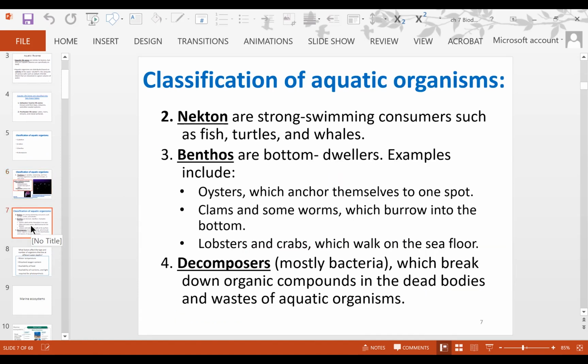Then we have nekton. Those are strong swimming consumers, such as fish, turtles, and whales. Benthos are bottom dwellers, for example, oysters, which anchor themselves to one spot. And then clams, some worms, and those are organisms that burrow into the bottom of the sea floor. Then we have lobsters and crabs which walk on the seafloor. And then we have decomposers, which are mostly bacteria, and they break down organic compounds in the dead bodies and wastes of other aquatic organisms.